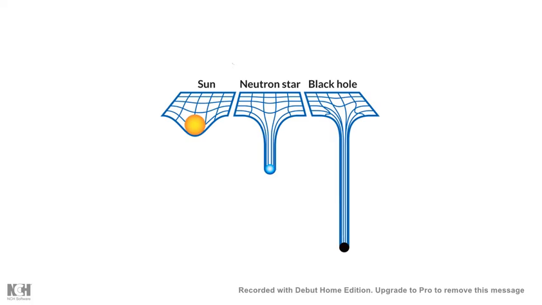And a black hole then is so dense that it curves the space so much nothing can get away.